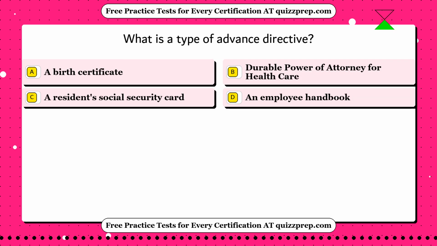Question 68. What is a type of advance directive? Option A, a birth certificate. Option B, durable power of attorney for healthcare. Option C, a resident's social security card. Option D, an employee handbook.